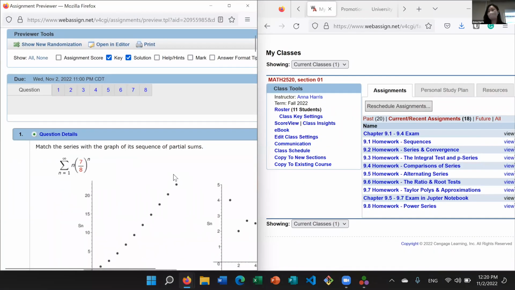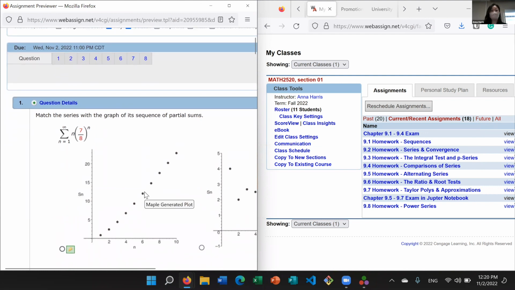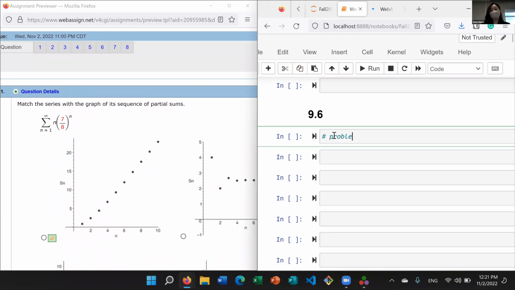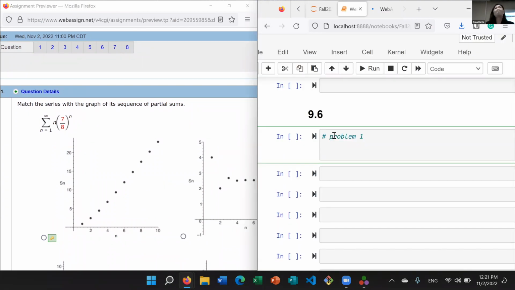Number 1, what do you have to do? You just need to graph this. Look, you tell me what I need to do. Yours is the 4/5, mine is 7/8. I would raise the 4/5 to the n power, okay.